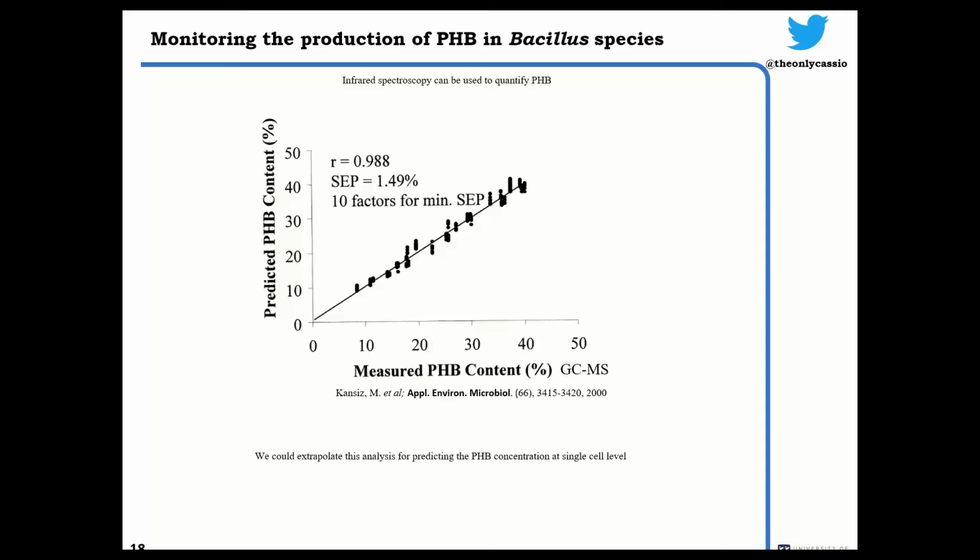So you can use infrared spectroscopy to quantify PHB. In this situation, we need to construct a calibration curve. On the x-axis, we measure the PHB content using another technique such as GC-MS. And on the y-axis, we use the spectral signatures, and then we construct the calibration curve. We can extrapolate the data that I showed before for single-cell analysis to this type of analysis. So we can measure the PHB amount at single-cell level. This is something very, very important.